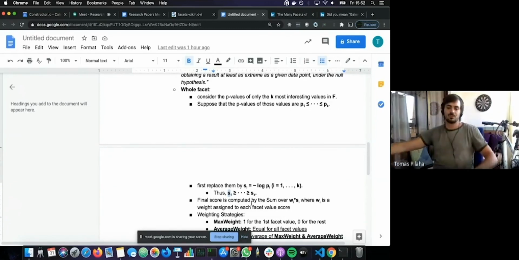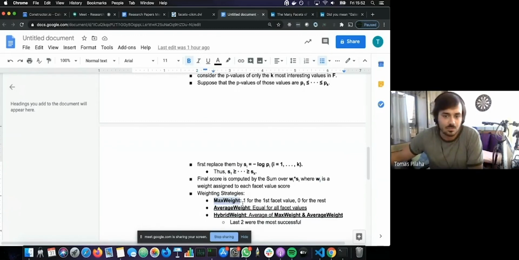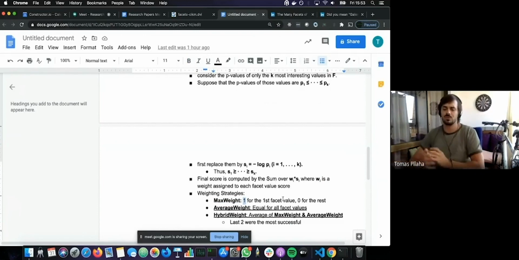And finally, compute a final score by a weighted average of these. Not average, just a weighted sum of these S scores. And the weights are assigned with 3 different strategies here. Max weight is just that it sets the weight to 1 for the first facet value and 0 for the rest, which is what we do now when sorting by relevance, although our definition of relevance has nothing to do with distribution. So basically the facet group is as interesting as its most interesting facet value.